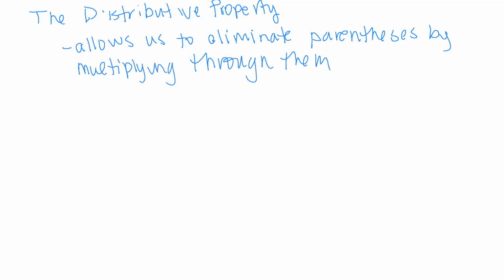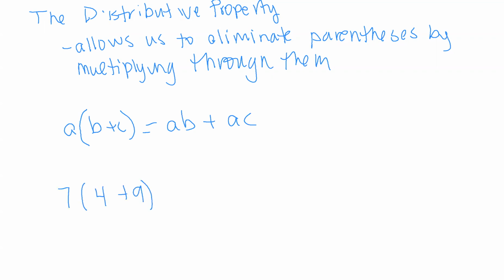So very generically speaking, the property will say if you have A times B plus C in parentheses, this is the same as A times B plus A times C. So a quick example with numbers, if I had 7 times 4 plus 9, that would equal 7 times 4 plus 7 times 9. And that would be 28 plus 63, which is 91. All right. So that's the distributive property.